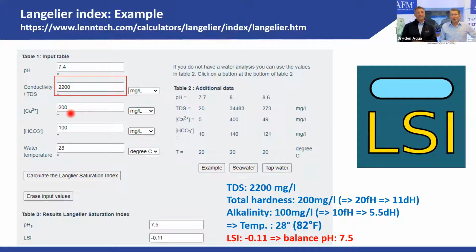We're keeping everything else the same here: hardness, alkalinity, and temperature. And what do we get? We only get a very slight corrosion risk. It's basically still balanced. So 0.1 is still balanced. We almost doubled our TDS, but really the impact is almost negligible.